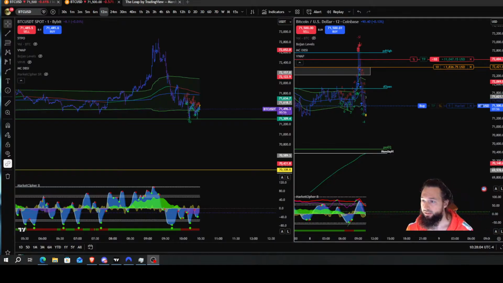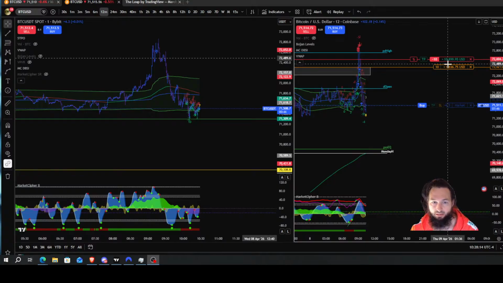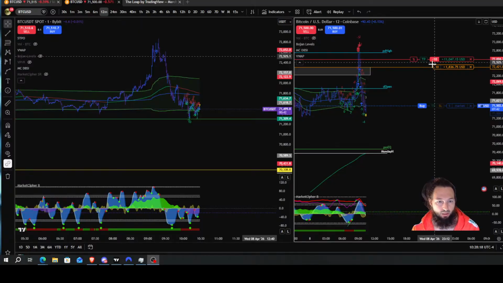As you can see here, I'm short on Bitcoin. I got 10 Bitcoin short. I already took some profits. I'm almost 11,000 in profits still currently with the 10 Bitcoin short.